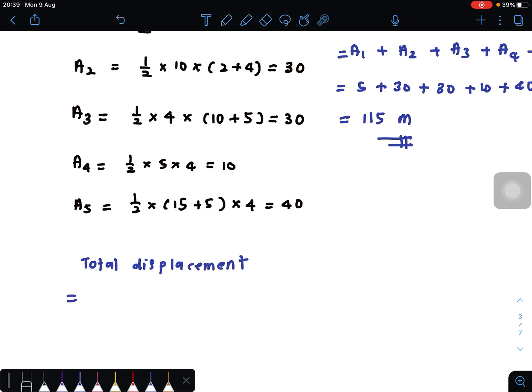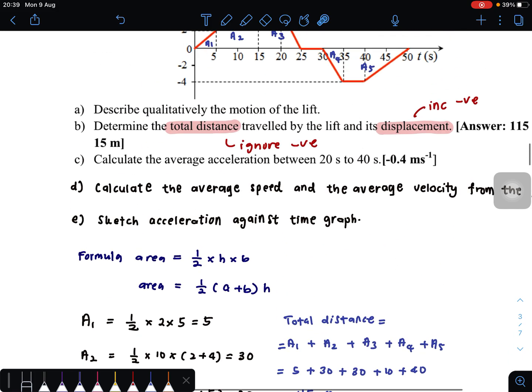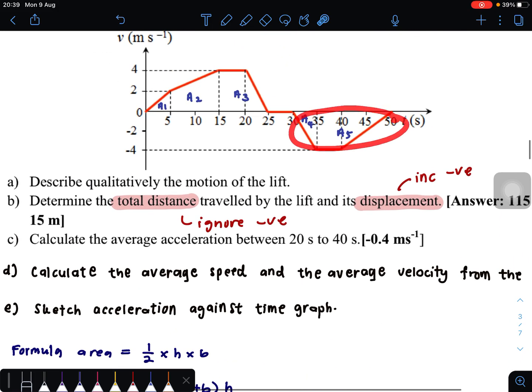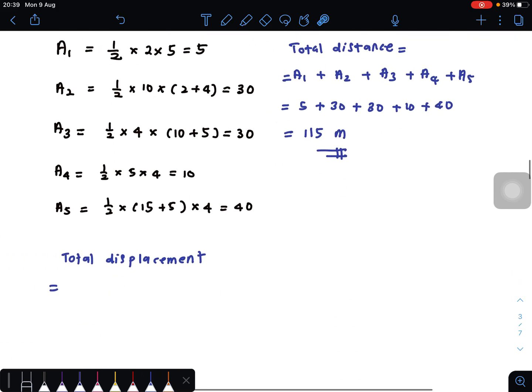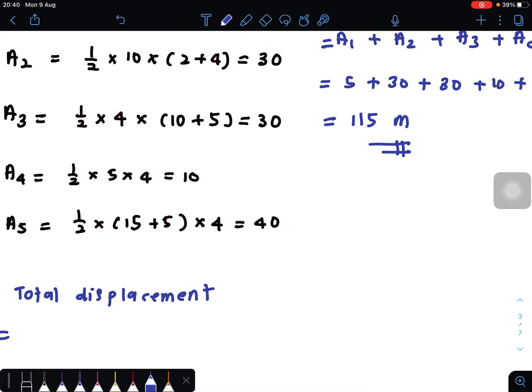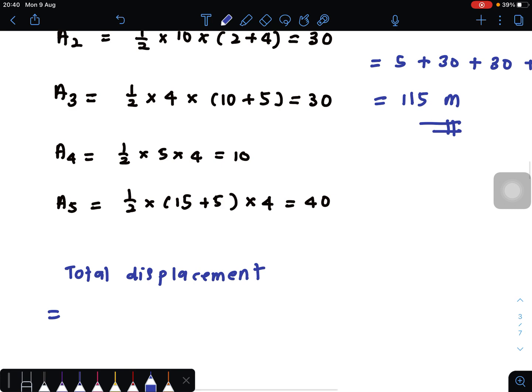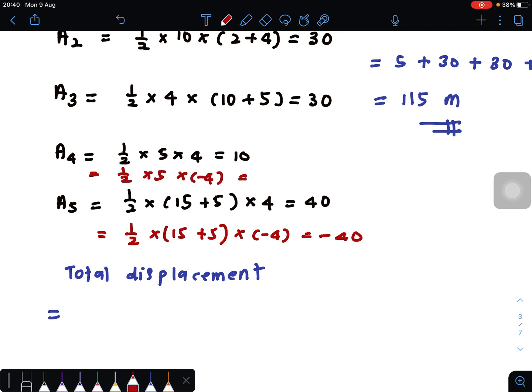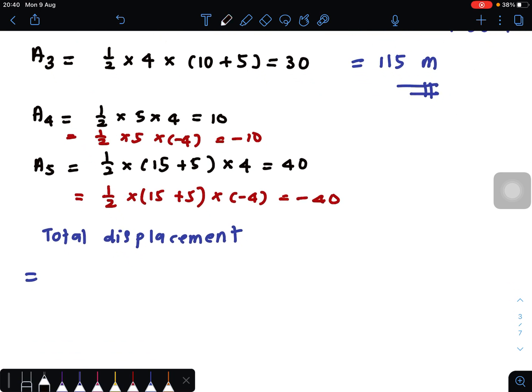For total displacement, you need to include the negative value. So where do we have negative values? At these two, A4 and A5. A4 and A5 will have negative value. The negative here is negative 4, so in the calculation you have to put this negative 4. You don't have to calculate again, you can just put it below. For A5, 1/2 times (15 plus 5) times negative 4, so you get negative 40. And this one, 1/2 times 5 times negative 4, you get negative 10. So just add.